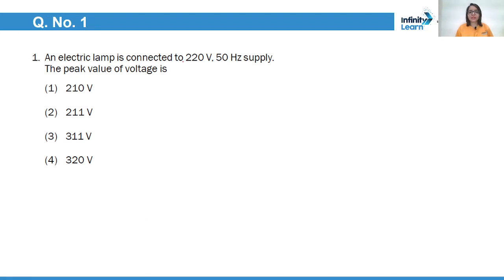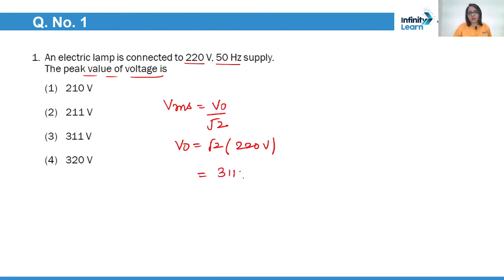The electric lamp is connected to 220 volt 50 hertz supply. The peak value of the voltage is. So we know that Vrms is equal to V0 upon root 2. So peak value V0 will be root 2 times Vrms, which is 220 volt. So it will give you 311 volt, which is option 3.